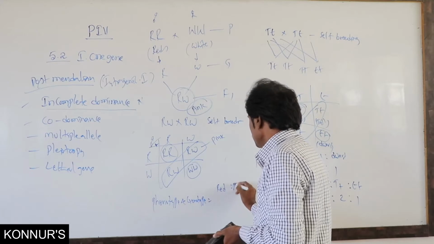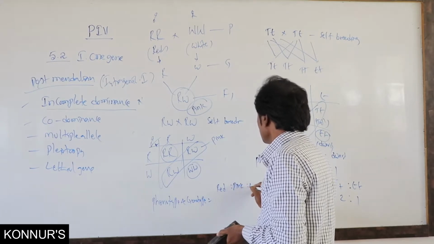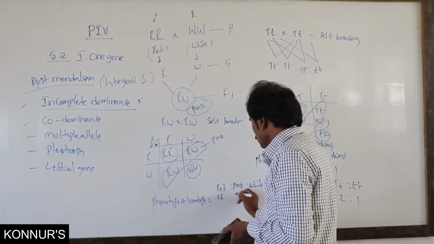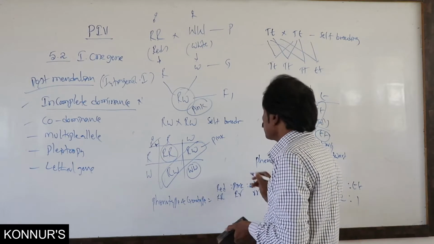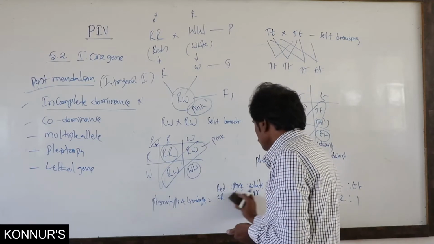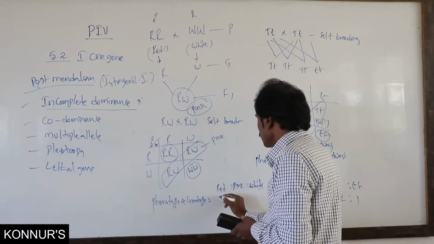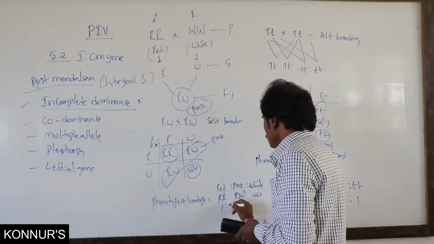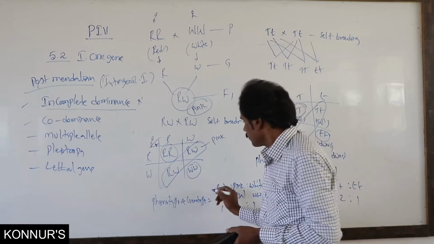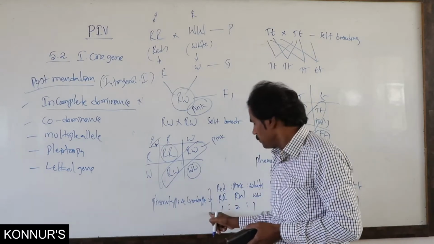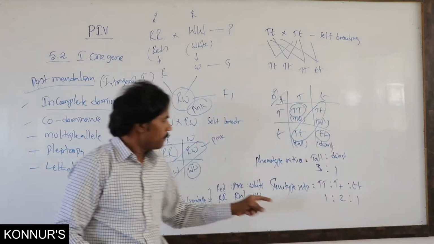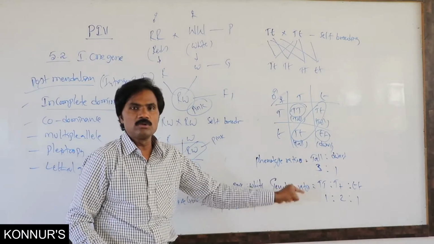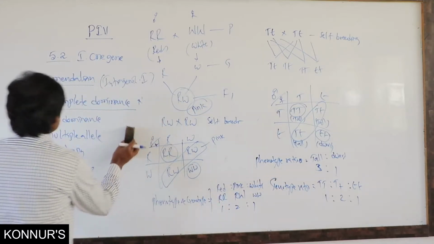That means red, pink and white. Red is related to capillary, pink, or W. Both are very important. The phenotype and genotype ratio of incomplete dominance is 1:2:1.